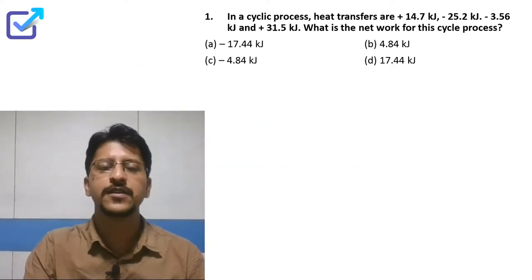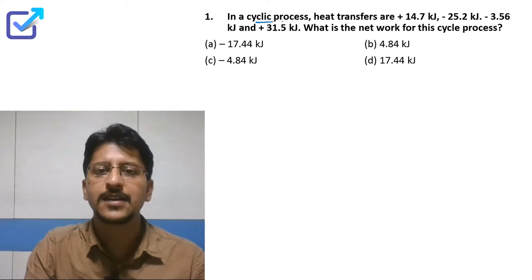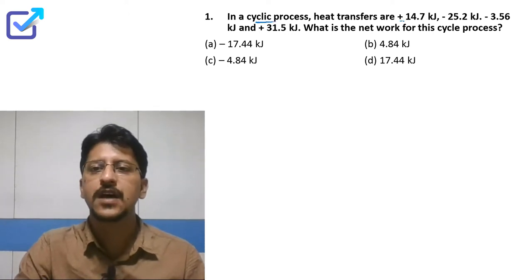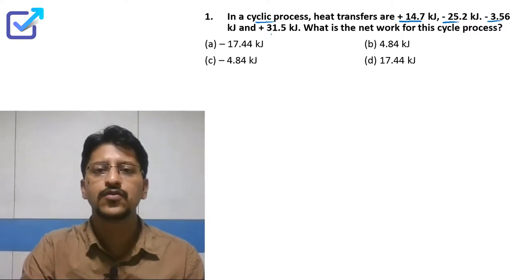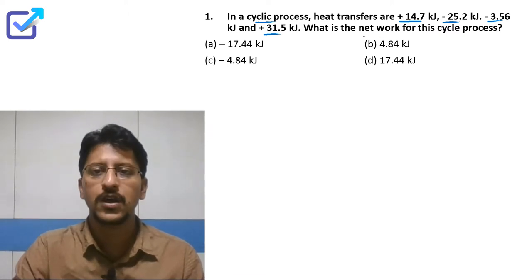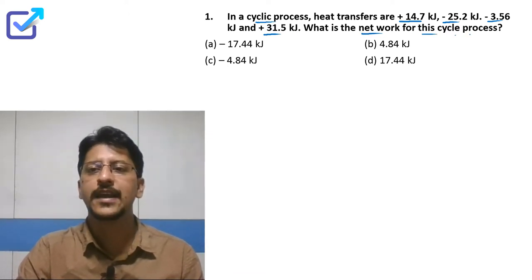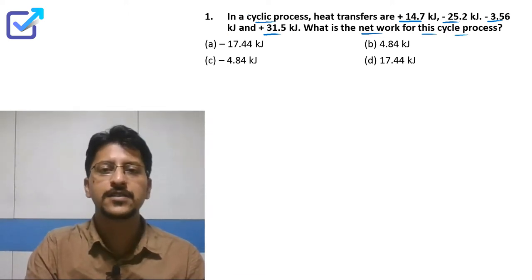So let us read this question first. It says, in a cyclic process, heat transfers are 14.7 kilojoule, minus 25.2 kilojoule, minus 3.56 kilojoule, and plus 31.5 kilojoule. What is the net work for this cyclic process? First of all, read this question again.